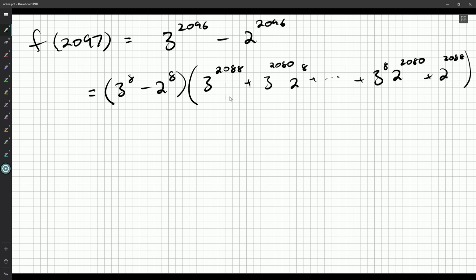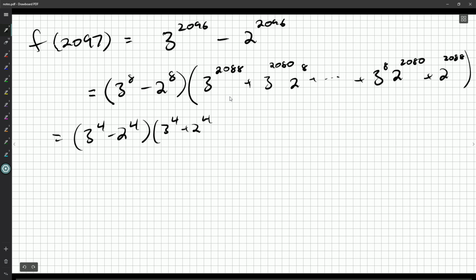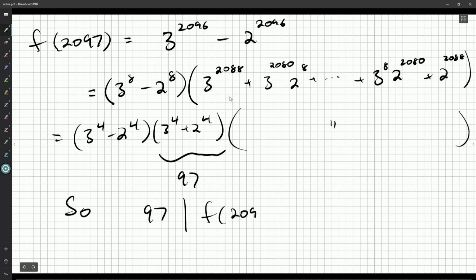Who cares about that? But now I can difference of squares this. So 3 to the 4 minus 2 to the 4, 3 to the 4 plus 2 to the 4. And I'm not going to bother writing it, so I'll use the universal symbol of copy what I just wrote down. It's a little bit bad form. You probably want to write it all out. But my point is, here is 97. So 97 divides f of 2097. And that's what we were asked to show.